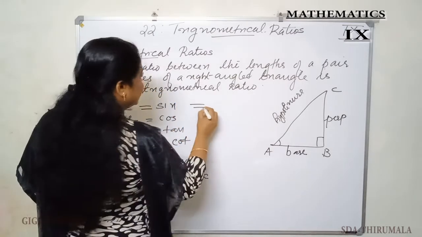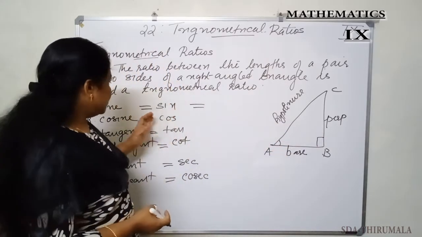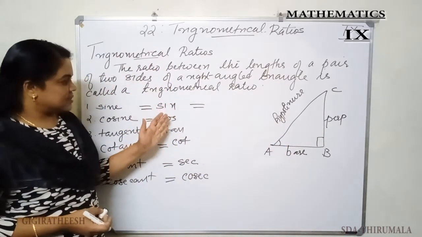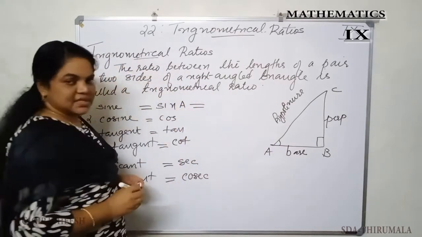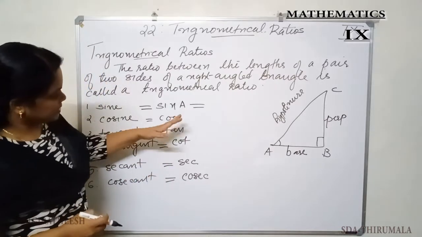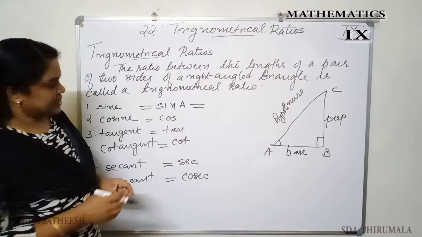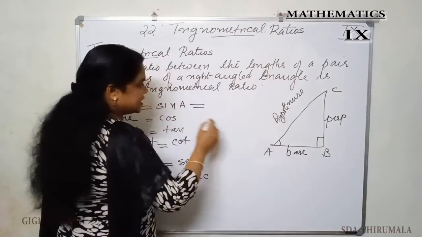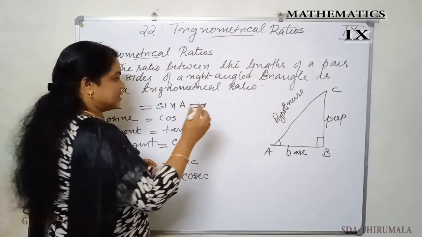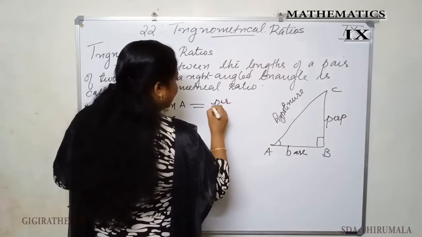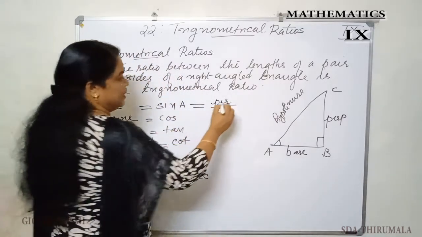And after that, from this right angle triangle, let us find the ratios of these trigonometric ratios. For sine A, here A is the angle of reference, so we call it sine A. For the ratio of the two sides, sine A is equal to perpendicular by base. Shortly I write it as perpendicular by base.